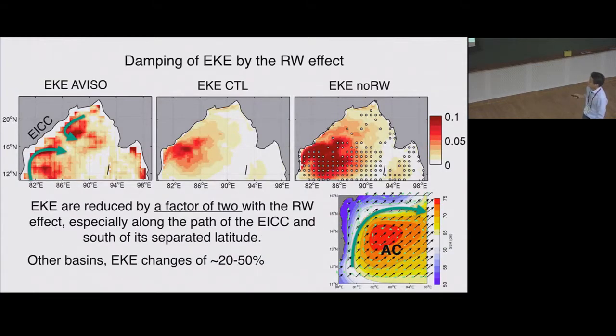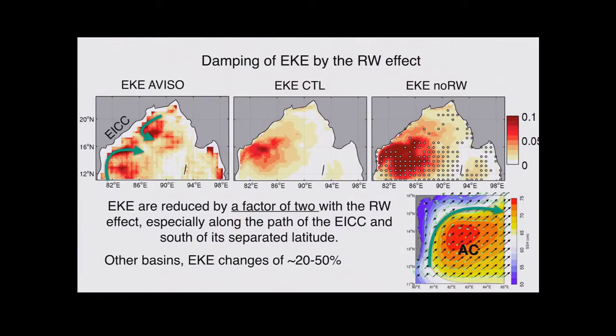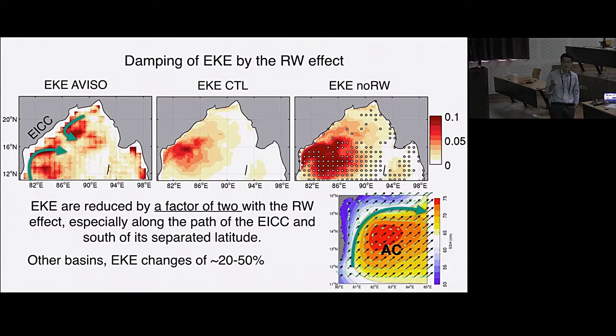So this is the climatological eddy kinetic energy from the model. This is the control simulation, and this is a run without the surface current in the stress formulation. You can see already a very large difference in eddy kinetic energy. This is about a factor of 2 difference, and this is very large compared to the other basins where we've seen this effect turns out to be anywhere between 20 to 50% damping of the kinetic energy. The Bay of Bengal is the area where this damping effect is the largest I've ever seen.